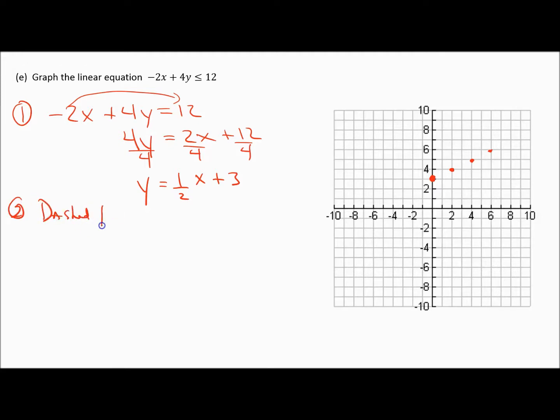Notice I don't say that the same order every time. Is it dashed or solid? Well, the less than or equal to means I'm dealing with a solid. Equal to always means solid. So there's my solid line.